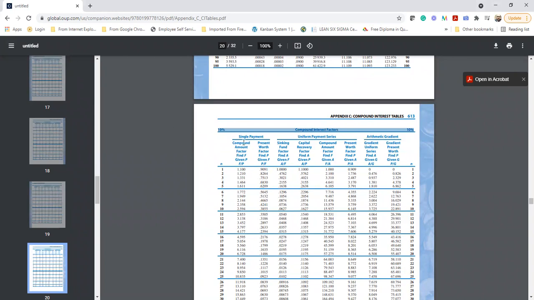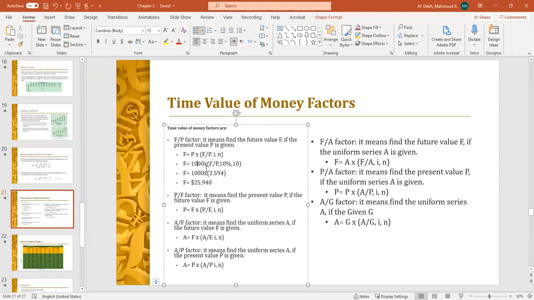Now the next step is to find which factor we're looking for. To find F, we need the future value when the present value is given. So that would be this column here, the second column. And then we need to find the number of years. So if n equals 10, the factor would be 2.594. We bring it to the equation here: 1,000 times the factor, and this factor is taken from the interest rate table. Multiply the 1,000 by the 2.59, and that would give you 2,594, which is the future value of the $1,000 present value.